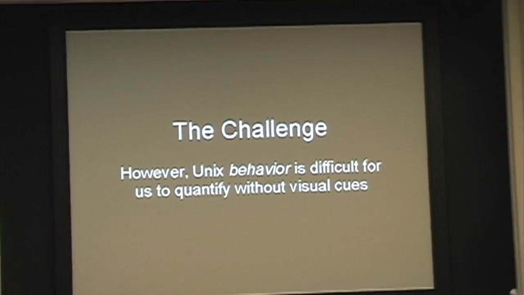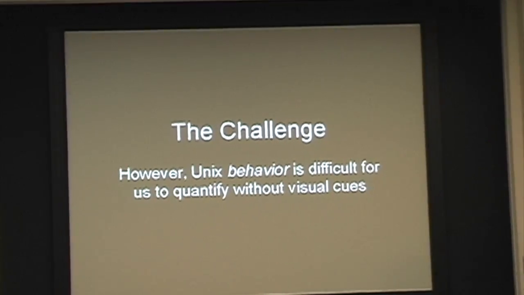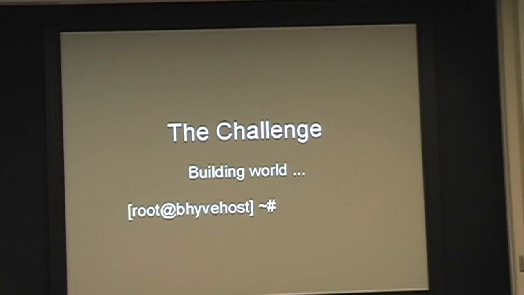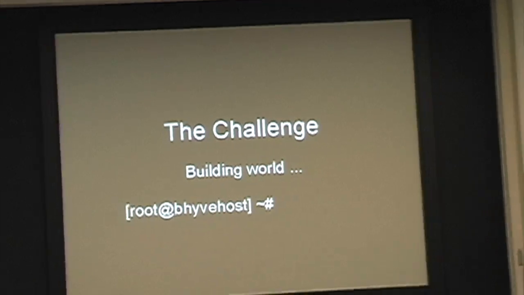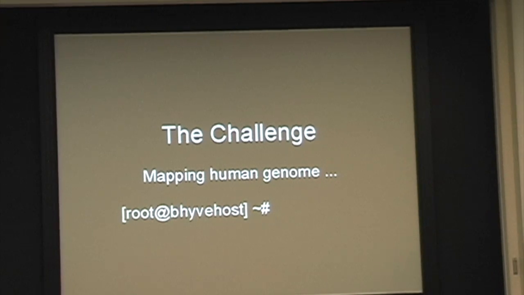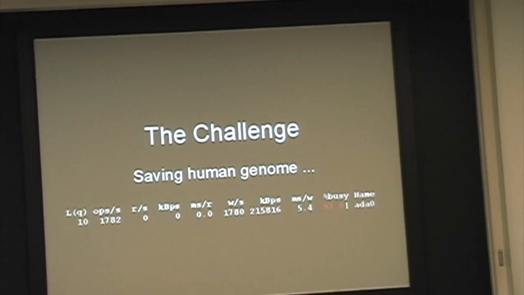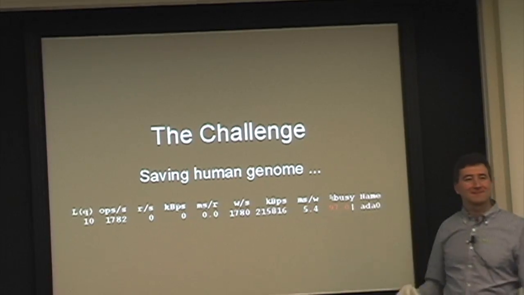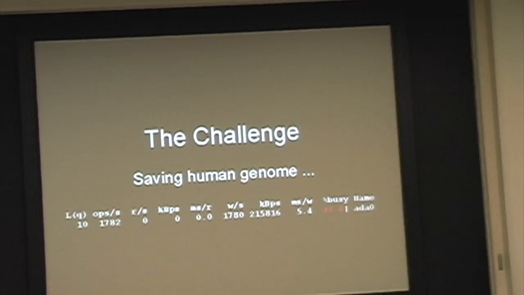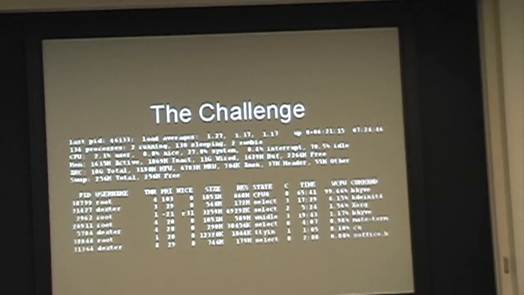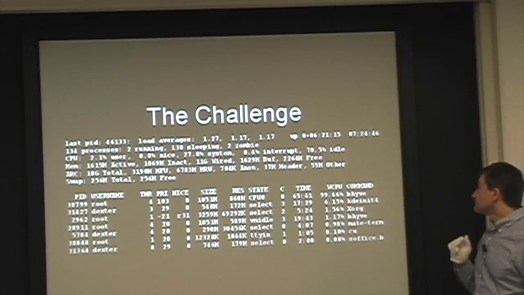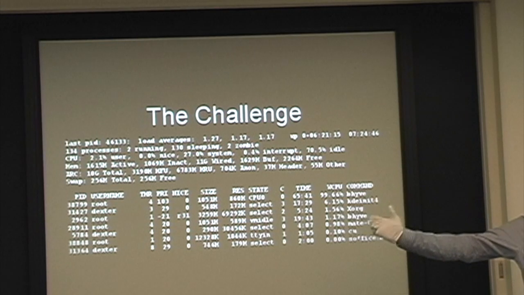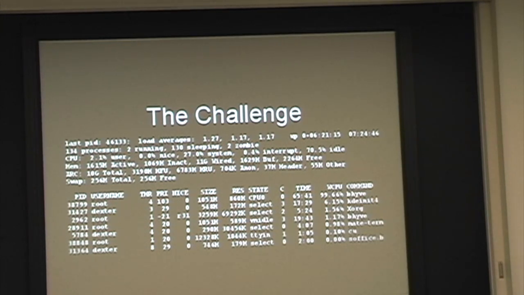So, the challenge is that we are visual. There are very rarely visual cues. Let's see, here's the system building world. It gives you a shell prompt. Here it is busily mapping the human genome, shell prompt. And here it is saving. And occasionally the utility has visual feedback like green or red when something's going well. But typically those are accommodated with captive user interfaces, which is unfortunately violating another fundamental tenet.